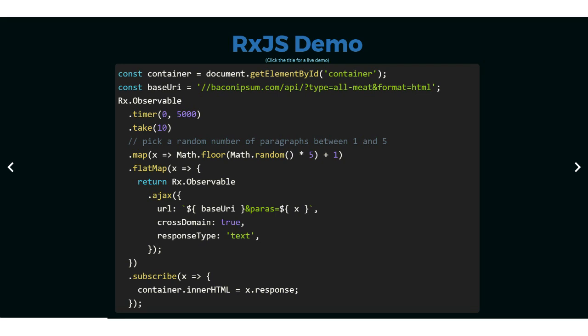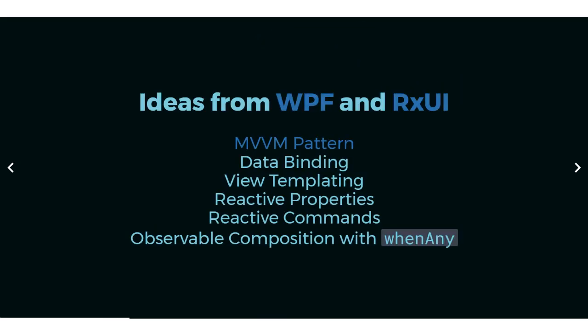So I took a few ideas from WPF, which is the C# view composition language that came with .NET, and a library called RXUI or Reactive UI, written by Paul Betts, which are both doing roughly the same thing. They are taking monadic development using Rx and applying the MVVM pattern to it so that we can use data binding between the view and the view model and view templating on the view rendering side.